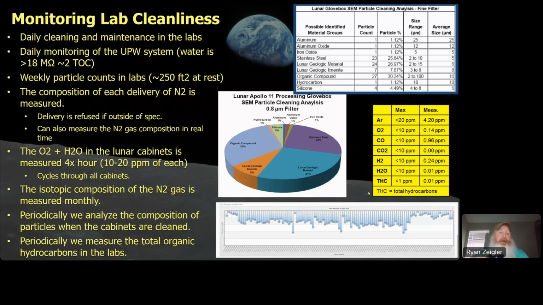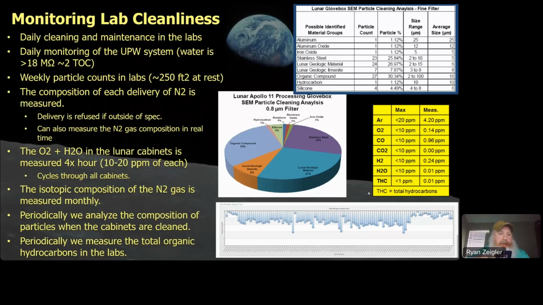We get nitrogen delivered every week, pretty much. Every truck comes with a certification of analysis on it so that we know whether or not the truck is good enough. And if it's not, we don't accept the truck. And then we make them bring us a new one. We actually now have the ability to measure the nitrogen gas composition in real time ourselves. And that's really helpful for us.